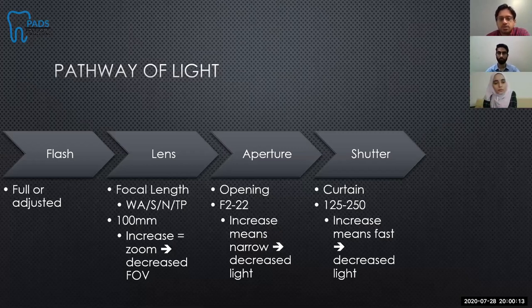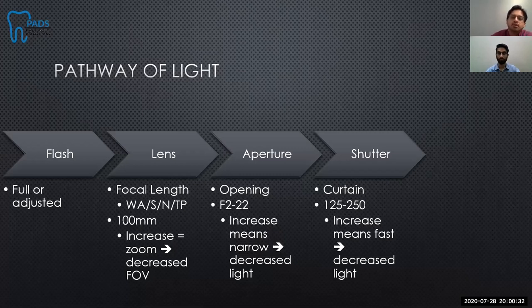So which one is shorter or which one is faster? 250 is faster than 125. Which one lets in more light? 125 lets in more light than 250 because it's slower. Increased means fast, which means decreased light.